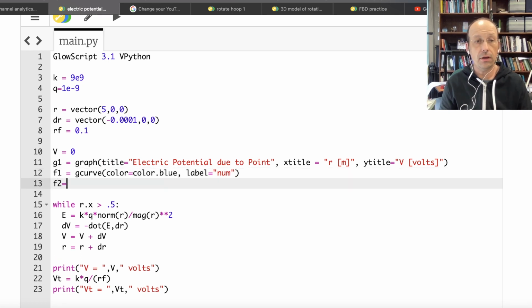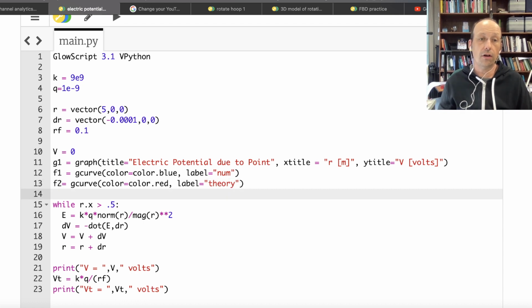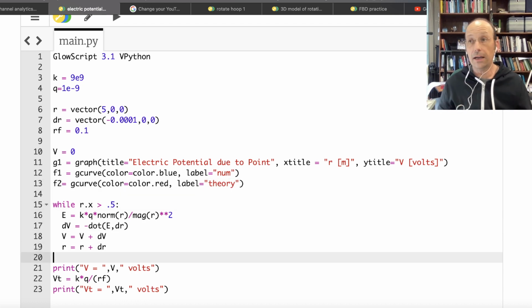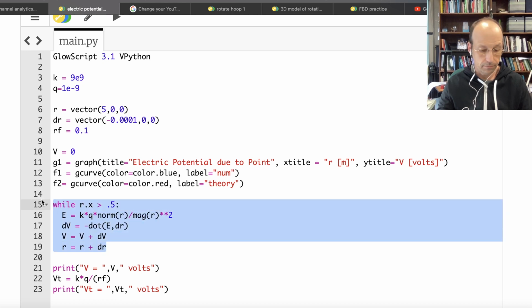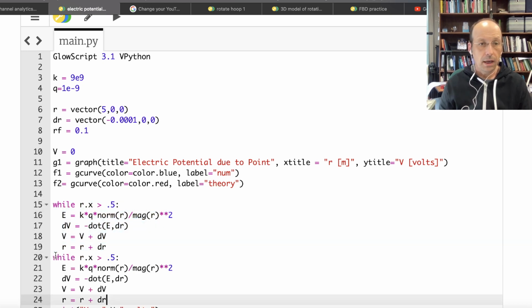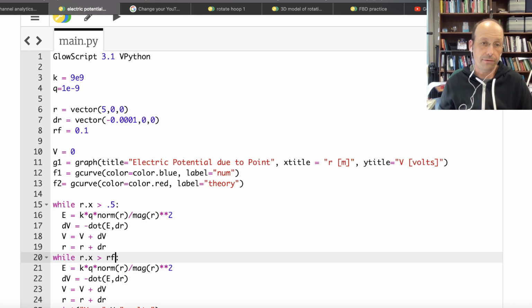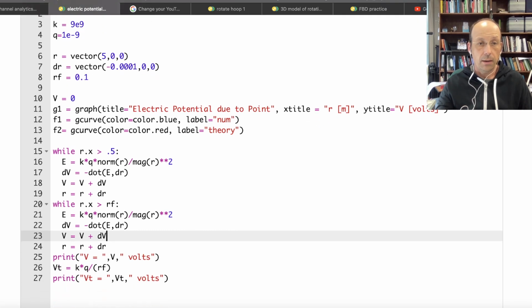And then f2 equals gcurve. I'm going to plot both of these. gcurve, color equals color.red, and label equals theory. Okay, that's the theoretical value. So now down here, I didn't plot it in that first part. Now I am going to plot it. So I'll just copy the exact same thing, right? I'm going to do all the same stuff. Instead, I'm going to say while r.x is greater than rf. And then down here, I'm going to plot.